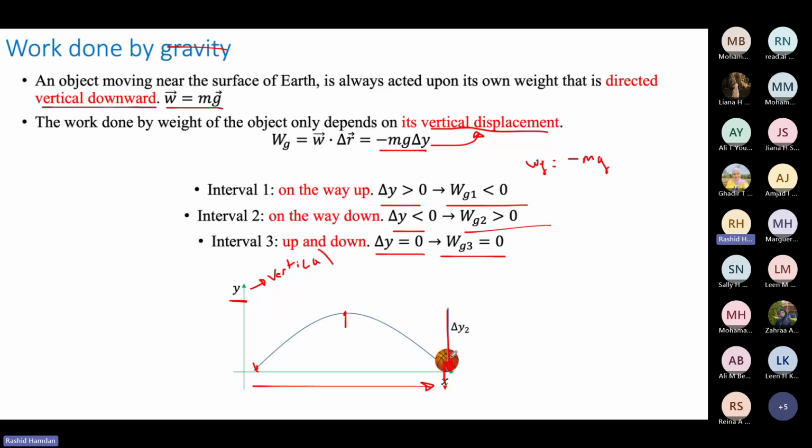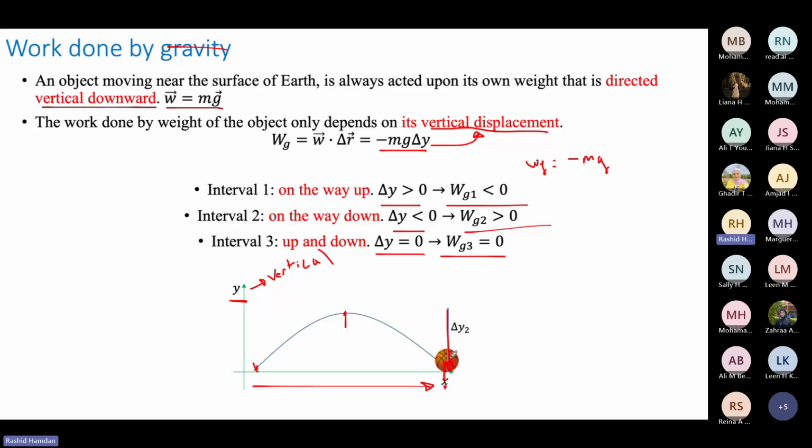Of course, this is if we're looking at the work done by gravity. If the weight is the only force, then we can tell that. If we have other forces like air resistance or something else that is affecting the ball, we have to include them before we find how the velocity, or sorry, not the velocity, the speed is changing.